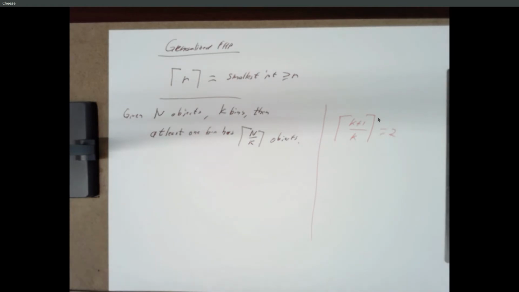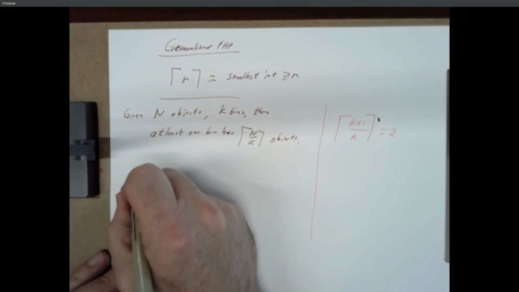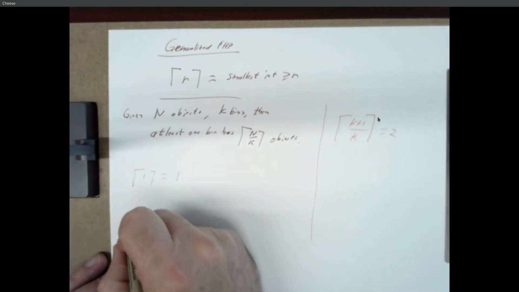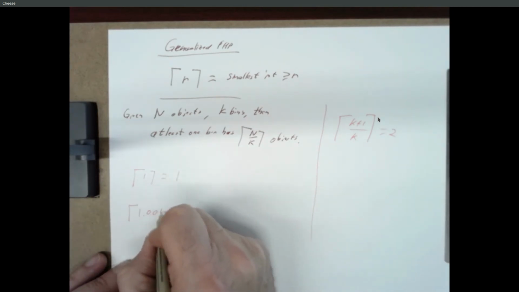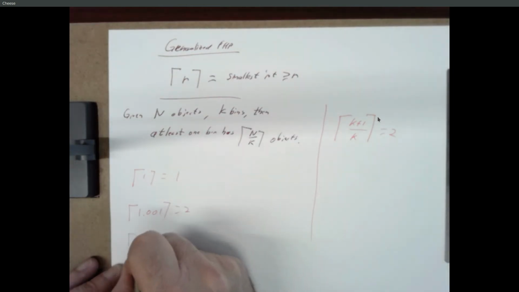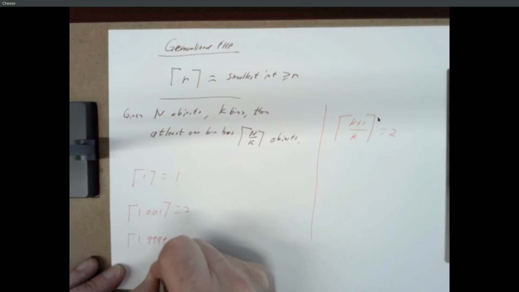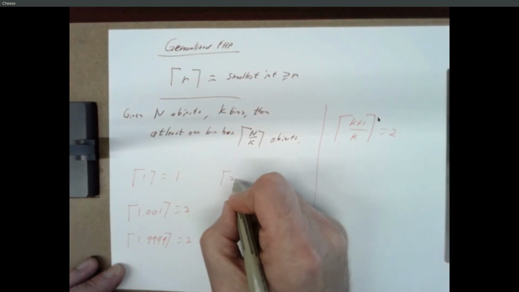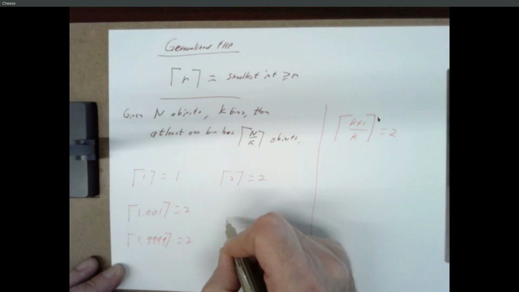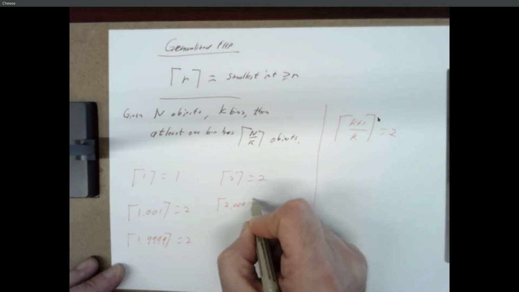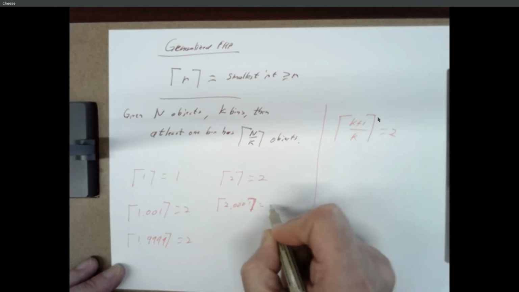And the ceiling function is a little peculiar at first. So the ceiling of 1 is 1. The ceiling of 1.001 is actually 2. The ceiling of 1.9999 is still 2. You go up a little more to 2, the ceiling of 2 is 2. And then the ceiling of 2 and just a little bit beyond 2 gets you to 3.